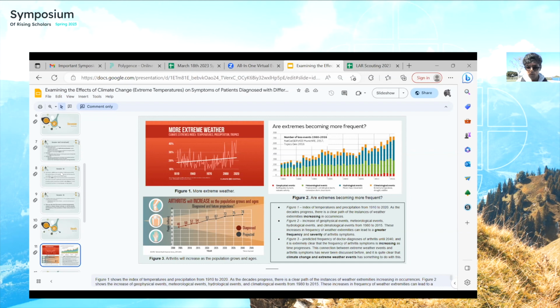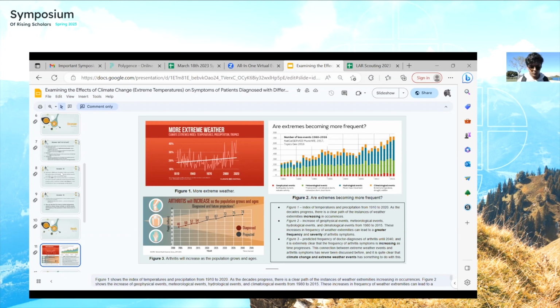For example, figure 2 has geophysical events, meteorological events, hydrological events, and climatological events from 1980 to 2015. And again, you can see a greater frequency, a greater severity of arthritis symptoms. In figure 3, you can see how arthritis is increasing as the population is growing. So this is a doctor-projected amount of symptoms and diagnoses of arthritis until 2040. And you can see how it's predicted to increase a lot.